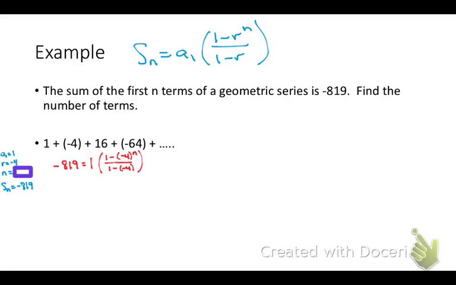Now, a little housekeeping. What can we do to the denominator spot? Make it 5. So we have a little house cleaning. Do we need to worry about the 1 anymore? No. Okay, so I have negative 819 equals 1 minus negative 4 to the n power, all over 5.